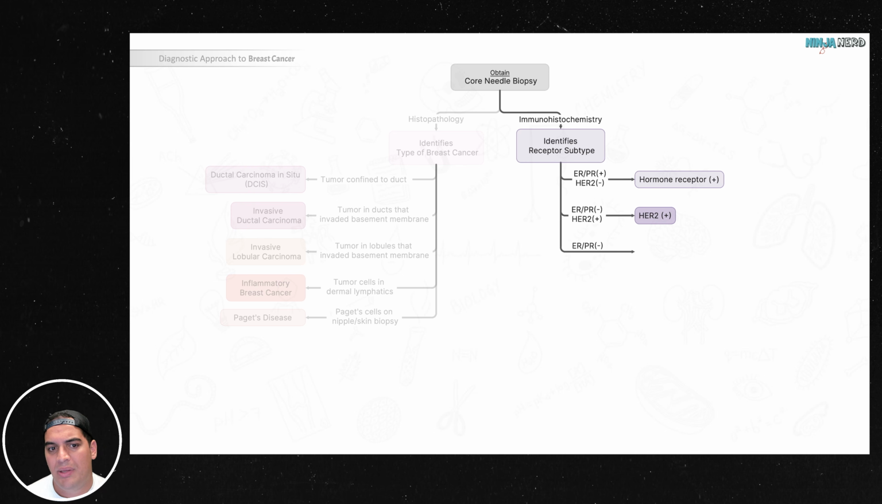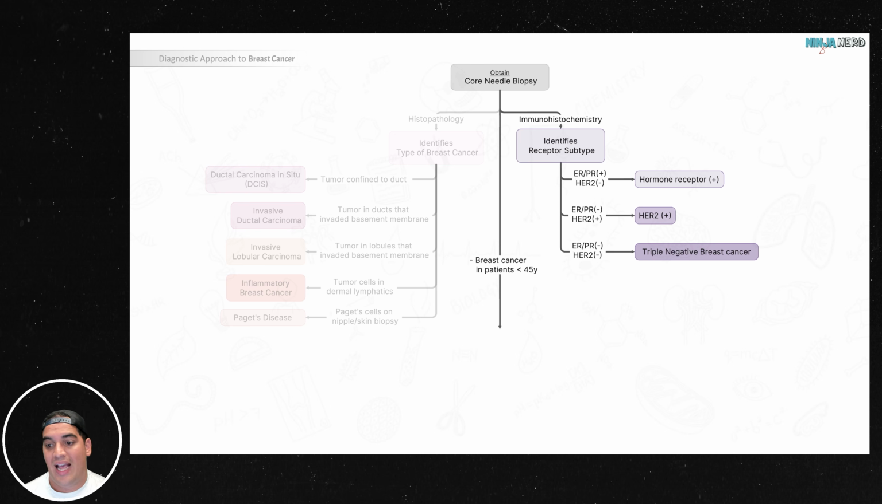Now, ER/PR negative and HER2 negative tells me that all 3 of these receptors are negative, and that's called triple negative breast cancer. This is a very aggressive one. HER2 positive breast cancer and triple negative breast cancer have a very high risk of recurrence. They're aggressive, they're nasty ones, and so we just really want to be able to identify that.